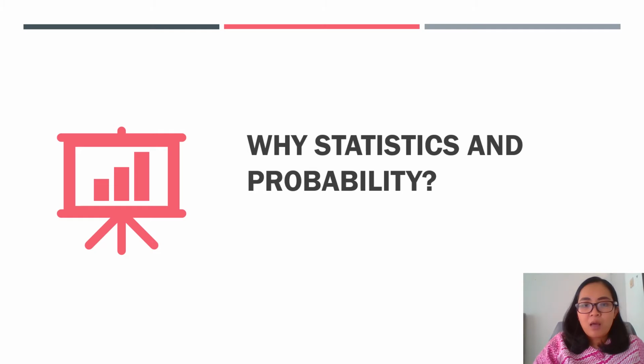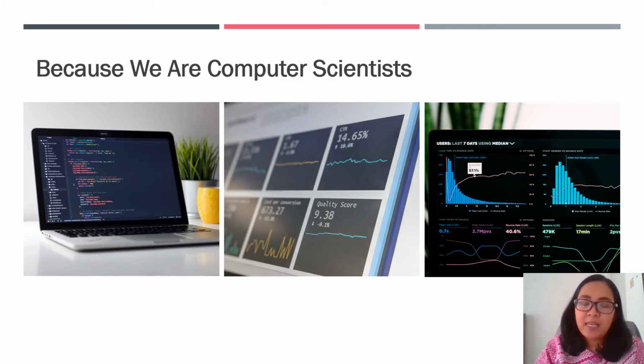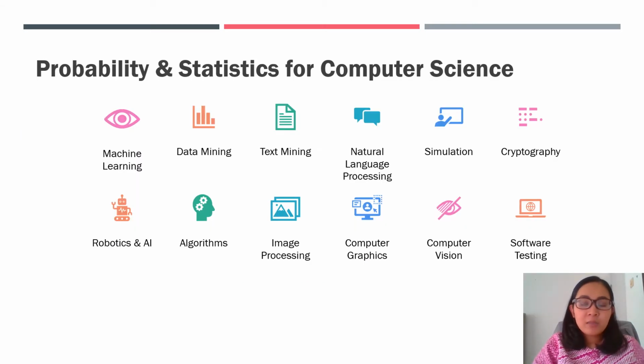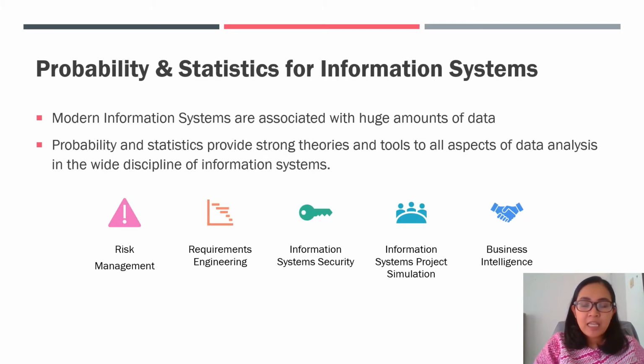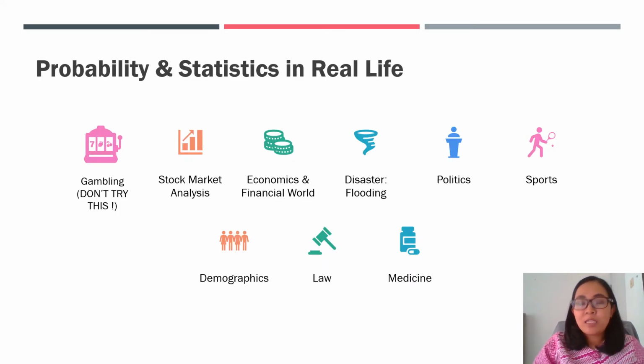You may think, but why do I have to take statistics and probability? What do you think? To put it quite simply, because we are computer scientists. These are some subdomains of computer science in which probability and statistics are very needed. Similarly, these are some applications in information systems in which statistics and probability are once again very much needed. It is not always about subjects and academics either. Probability and statistics are also very much needed in real life.